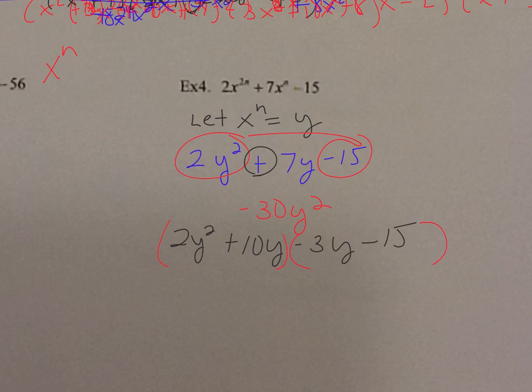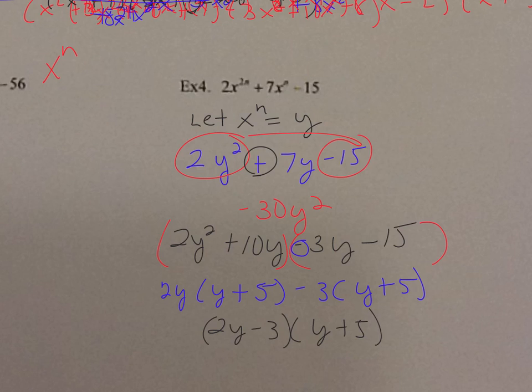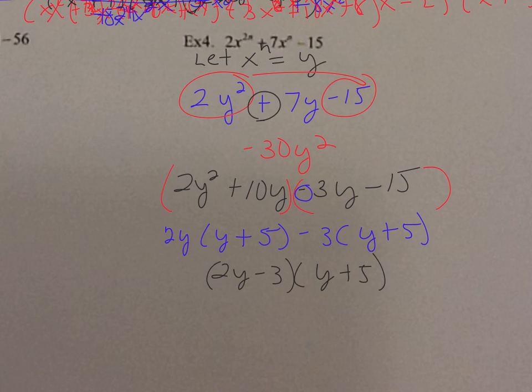We're going to group. GCF of the first group is 2y times y plus 5. I have a minus here, so put that on the outside. GCF is 3 times y plus 5. So my factors right now are 2y minus 3 times y plus 5. All right, with that done, I just have to move everything up.